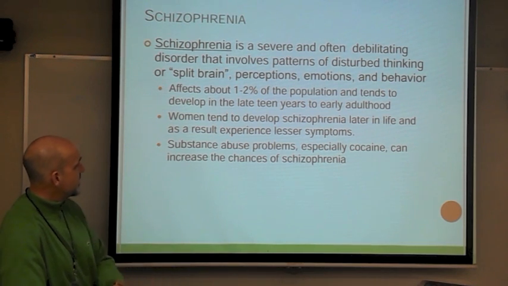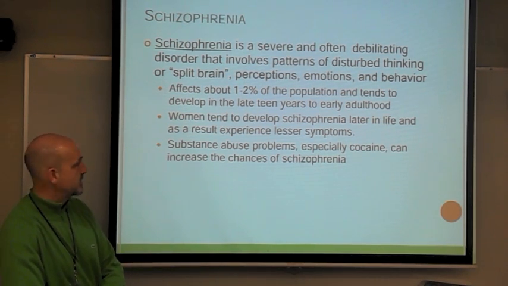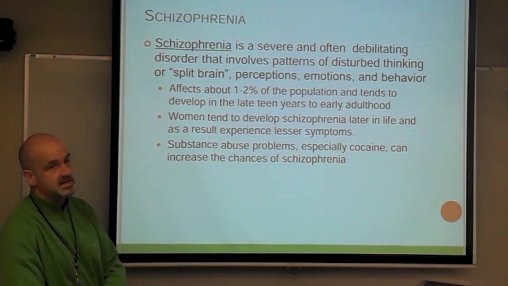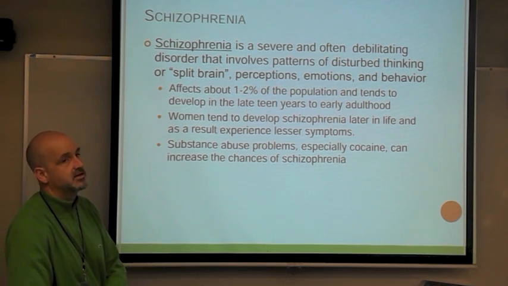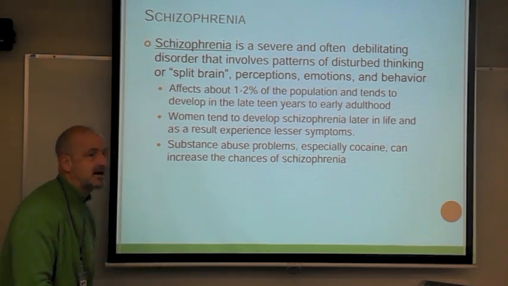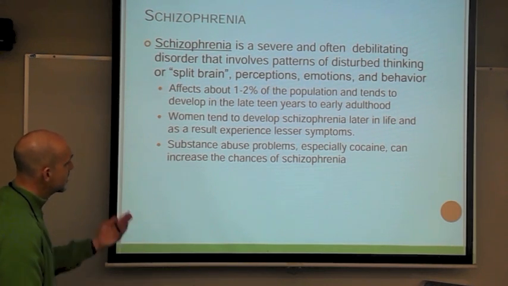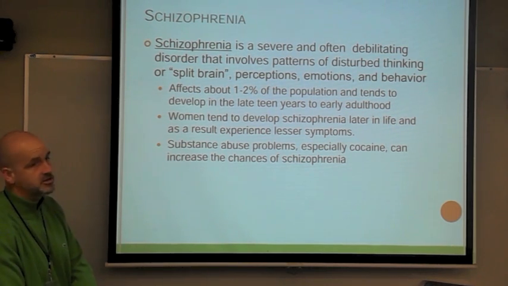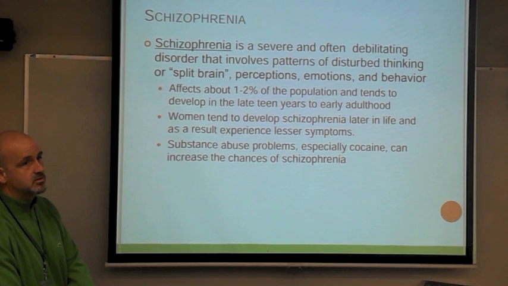Now, schizophrenia affects about 1 to 2% of the population and tends to develop in the late teen years. The diathesis stress model would say that even if you're born with a genetic predisposition, schizophrenia often will surface in very stressful situations. And unfortunately, late adolescence going into college can sometimes trigger this. Now, substance abuse problems, especially cocaine. Cocaine causes the release of dopamine. Too much dopamine eventually leads to hallucinations.